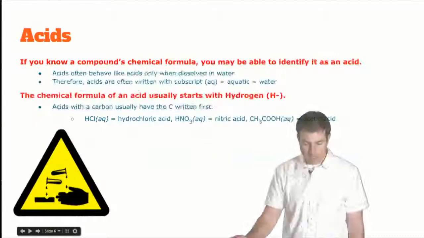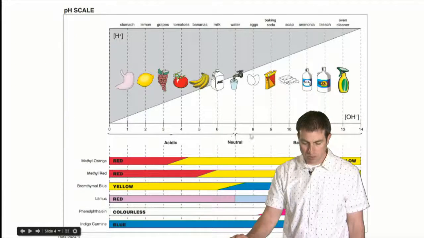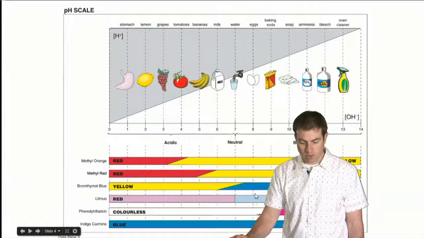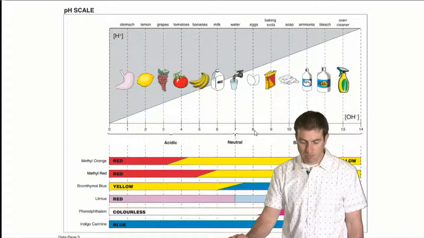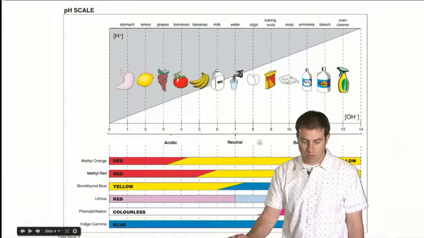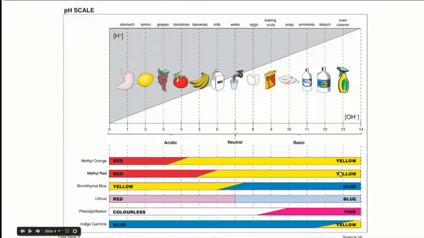There will be a ton of questions, not a ton, but there'll be some questions that ask you to kind of use the indicators. They'll say, if I put something with a pH of 8 and I put some methyl red in it, what color would it be? So you'd have to go down and say, oh, that's yellow. And you'd end up with stuff like that.